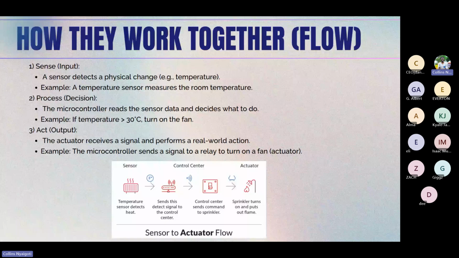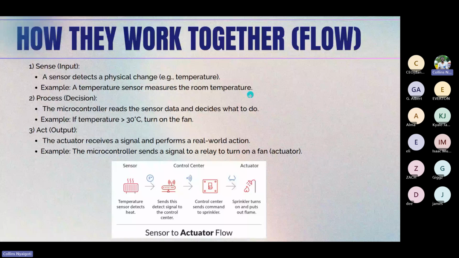In this case, it's a closed loop. As the temperature reduces, the sensor still picks it up. When it goes below 30, it sends the data to the microcontroller, which turns off the fan, and it's rinse and repeat, the same process. I hope you have understood.